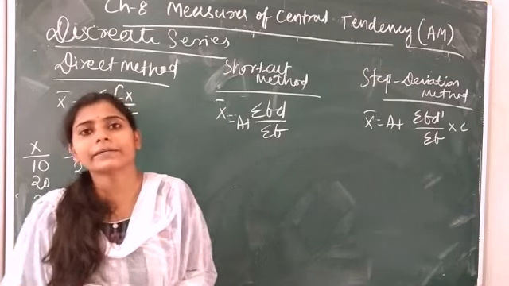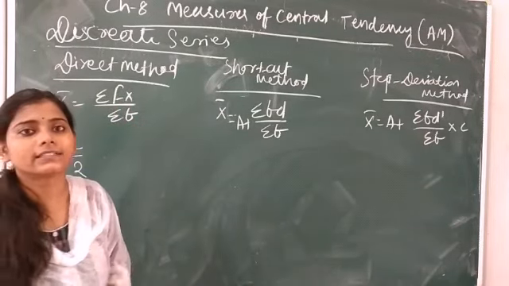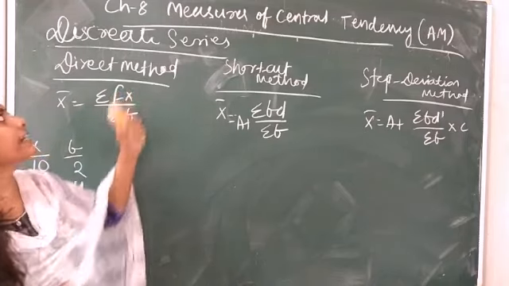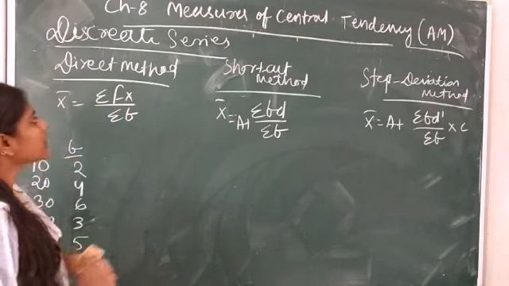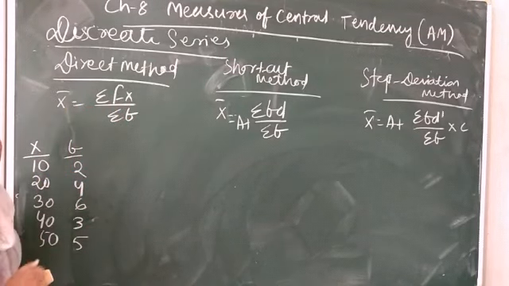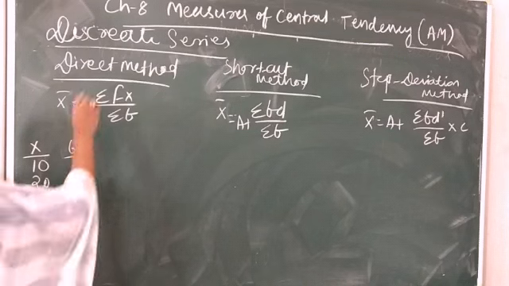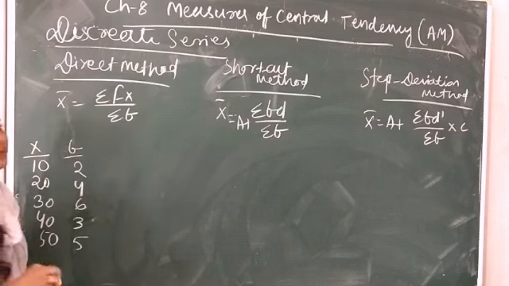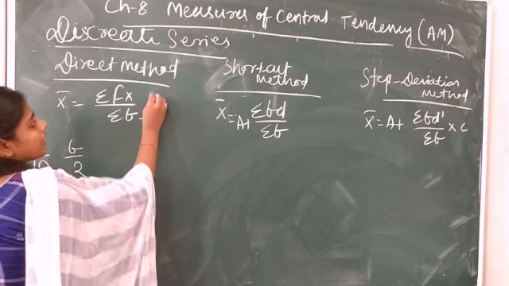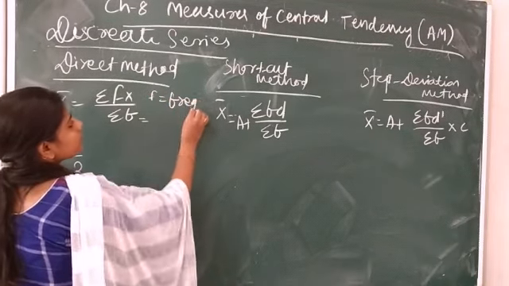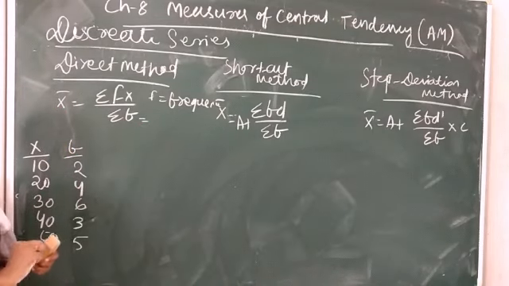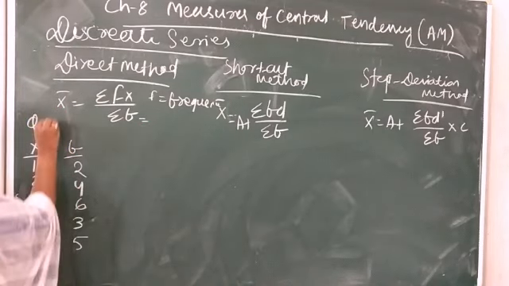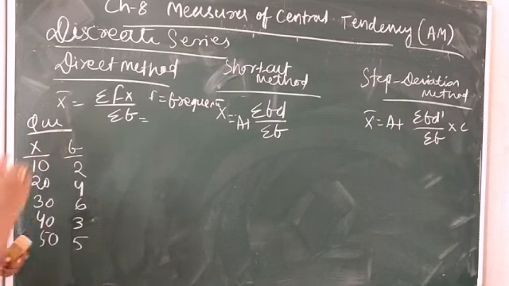Now we calculate arithmetic mean from the discrete series. Here are also 3 methods in discrete series: the direct method, shortcut method and step deviation method. First we calculate under the direct method. So the mean equals sigma fx by sigma f. Sigma f is the frequency which is given in your question, the summation of all the frequency. This is the question, and we take the answer from all 3 methods by following this same question.